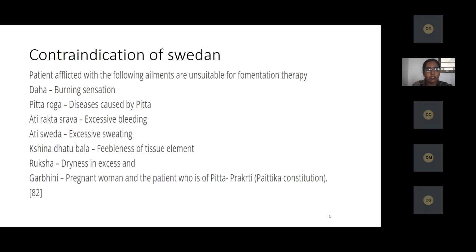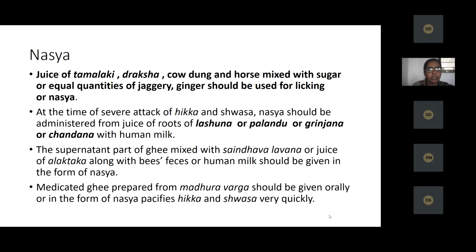Some contraindications of sweda: when a patient has daha, pitta roga, raktasrava, or atisweda, at that time swedana is contraindicated. Nasya we can give to the patient by seeing the season, and we can advise nasya accordingly. At that time we can give nasya from the juice of amalaki, draksha, cow dung, and horse dung, mixed with sugar or an equal quantity of jaggery, and ginger should be used for the nasya and for lehanartha also. We ask the patient to take these drugs as nasya, and for lehanartha we can give the same medicine also.